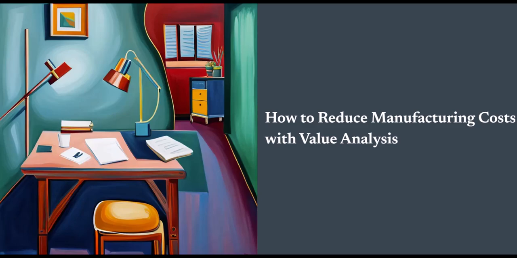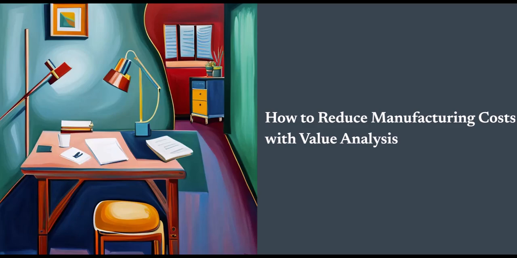Now, let's get into the steps for implementing value analysis in a manufacturing setting. First, assemble a cross-functional team. This team should bring together experts from various departments, engineering, finance, operations, to ensure a holistic approach to value analysis. Next, define your objectives. What do you hope to achieve through value analysis? This could be a specific percentage reduction in production costs or improvements in product quality. Identifying key performance indicators will help measure the success of your initiative.